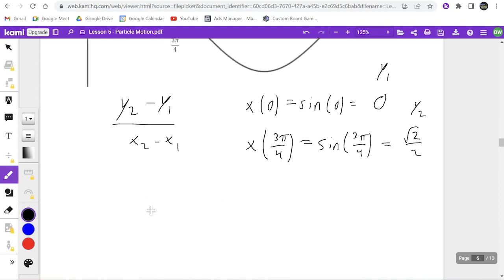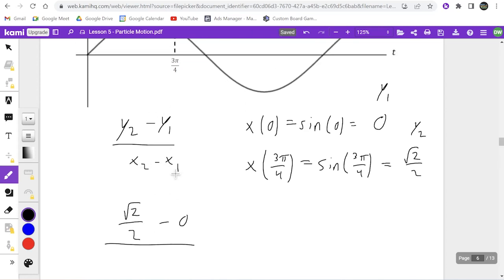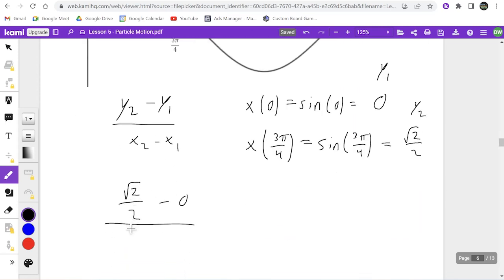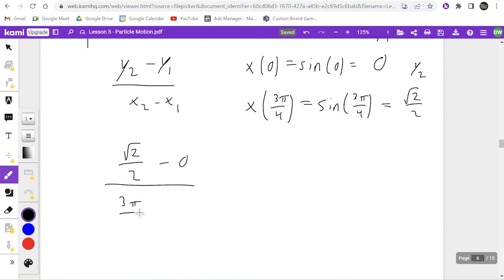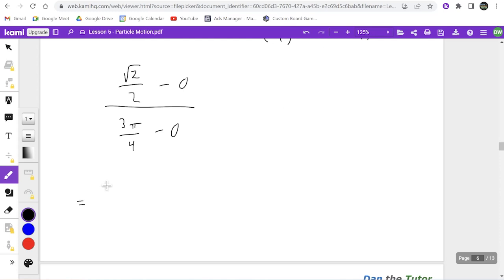So plugging that in here, it's going to be root 2 over 2 minus 0 divided by x2 and x1. Those are my t values. Those are my 3 pi over 4 and 0. So it's got to be 3 pi over 4 minus 0. You'll notice that the minus zeros don't really make a difference, and you get root 2 over 2 divided by 3 pi over 4. Now this is incredibly messy, and yes, you can multiply by the reciprocal to start simplifying.